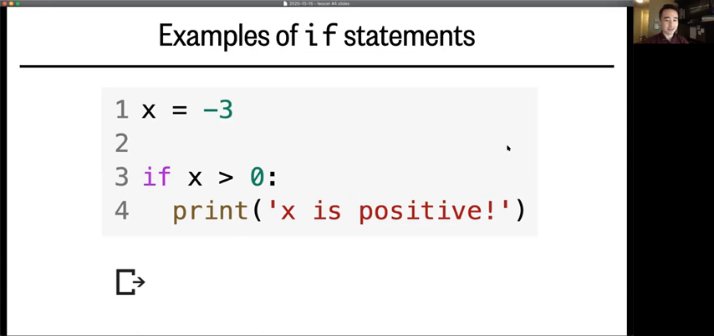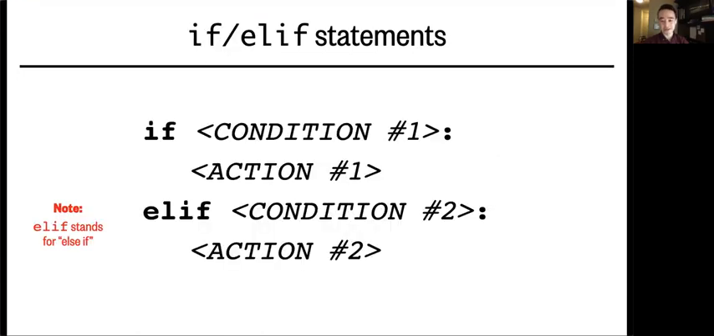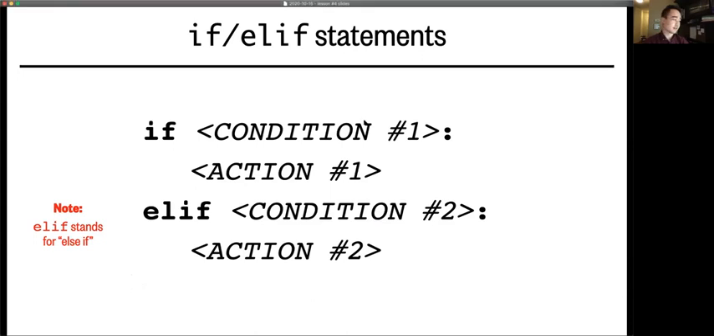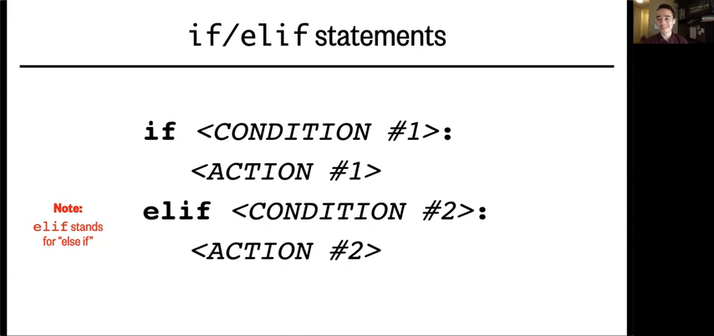Next, I want to complicate things a bit by introducing the elif statement. So elif statements can only exist directly following an if statement. And elif is a contraction of else if. It basically says that if this Boolean condition, number 1, in the if statement is not satisfied, then Python is going to move on and it will check whether this condition, number 2, in the elif statement is satisfied. And only if condition number 1 is false, but condition number 2 is true, then Python will execute action number 2 here. And that's the cat there in the background.